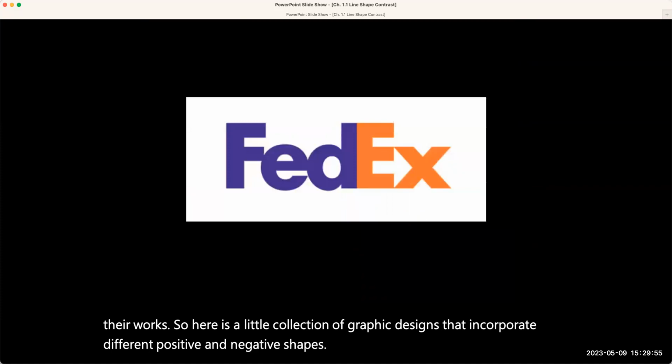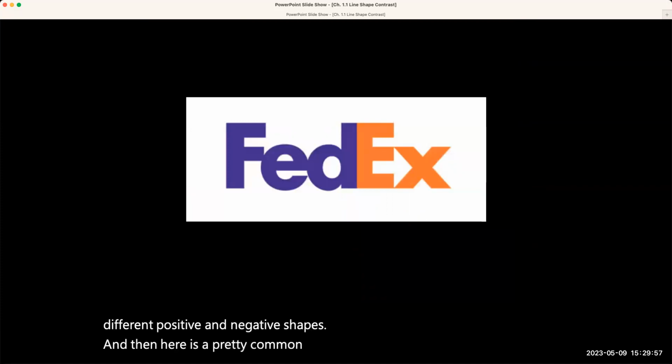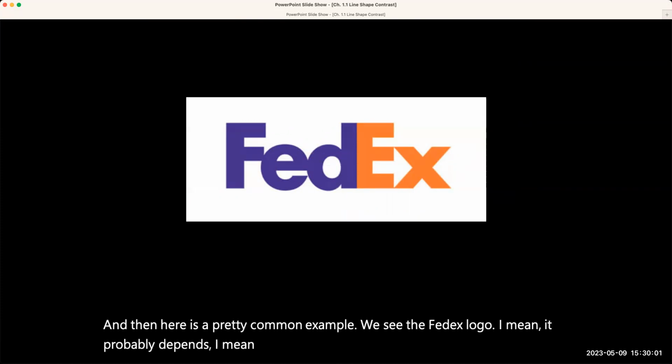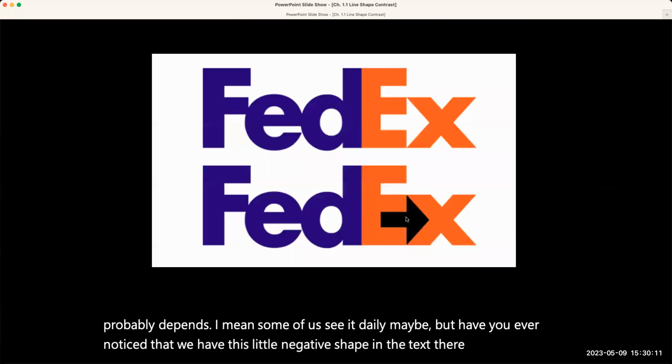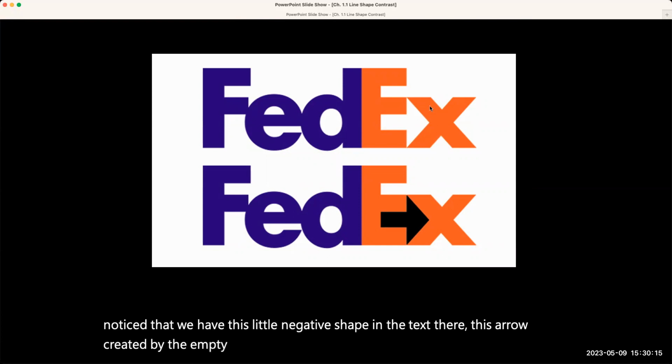And then here is a pretty common example. We see the FedEx logo. I mean, it probably depends. Some of us see it daily, maybe. But have you ever noticed that we have this little negative shape in the text there? This arrow created by the empty space between the positive shapes of the E and the X there.